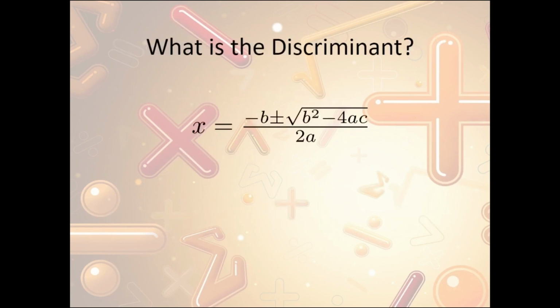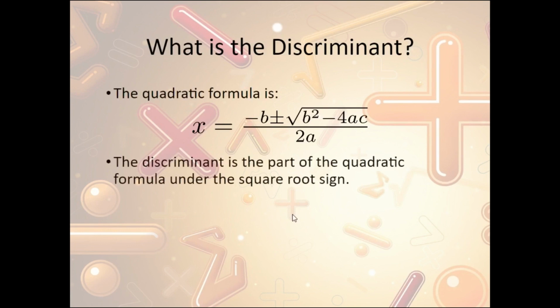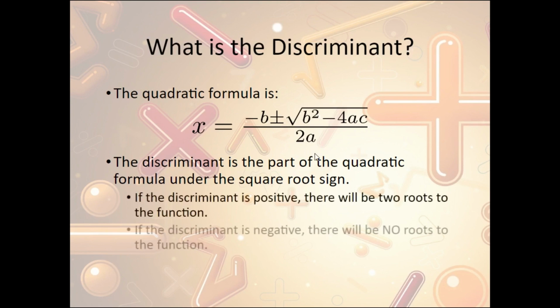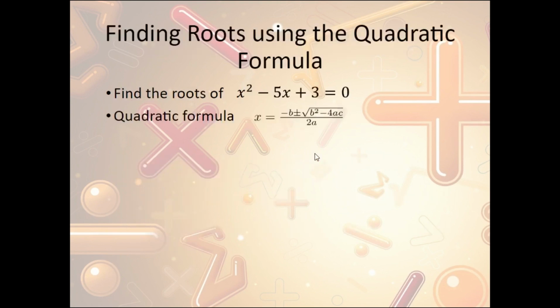First thing we need to know before we get started, though, is what is the discriminant? The discriminant is the part under the square root. If the value under the square root is positive, then we have 2 roots, and if the value under the square root symbol is negative, there are no roots. So that's why we call it the discriminant, because it discriminates here against negative roots. So if it ends up negative, then we know we don't have to do any other work. It's no solution.